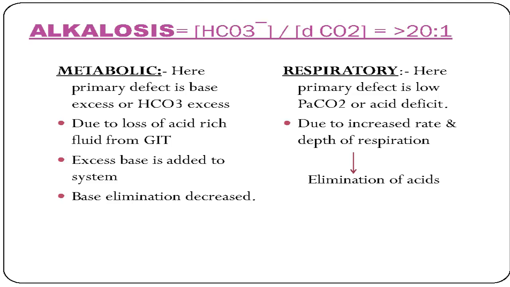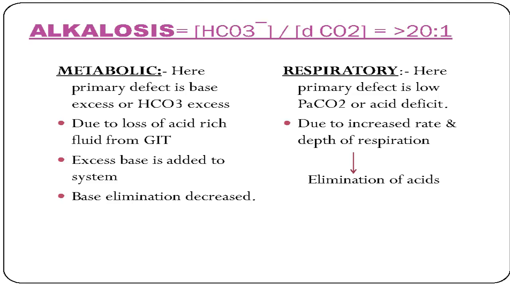And metabolic alkalosis may also occur when excess base is added to the system, as well as when base elimination from the system is defective. So these are the three main causes of metabolic alkalosis: loss of acid rich fluid from the GIT, excess base added to the system, or base elimination is decreased. All these things will be discussed in the later slide in detail.